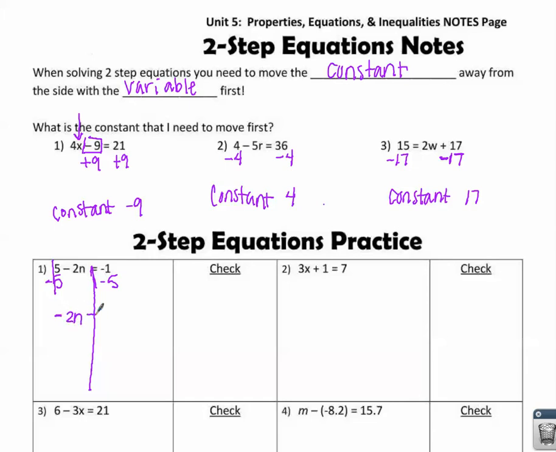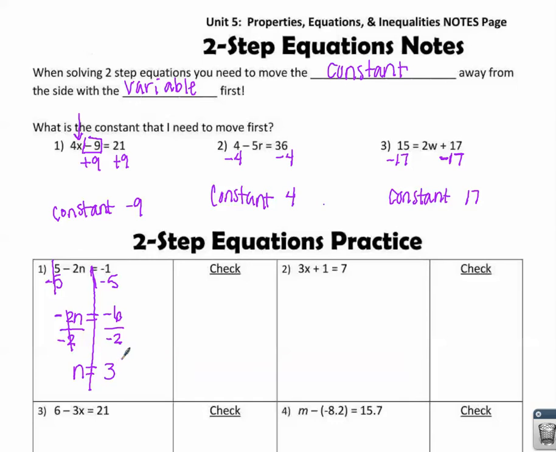-2n equals -6. Now you want to move the coefficient. Remember, the coefficient is the number that is being multiplied by the variable. This is -2 times n. The inverse operation of times is division, so I'm going to divide both sides by -2. Your -2's cancel, so you get n equals -6 divided by -2, which is +3.